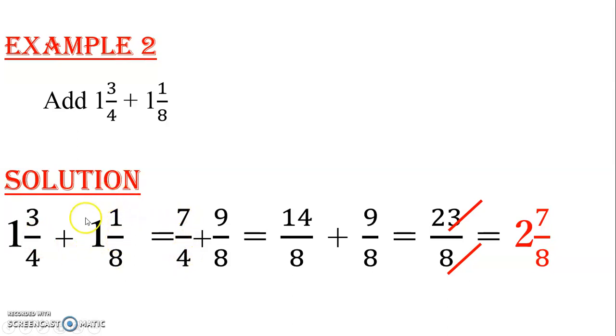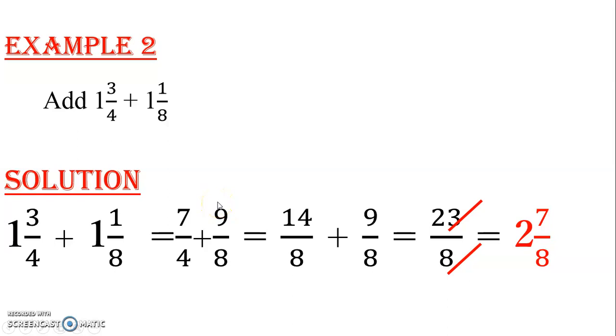Do the same for the second fraction. 8 times 1, that's 8. And 8 plus 1, that is 9. So we get 9/8. Good job.